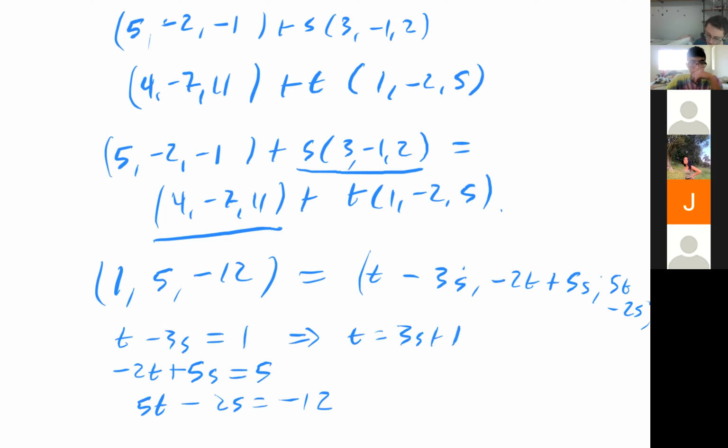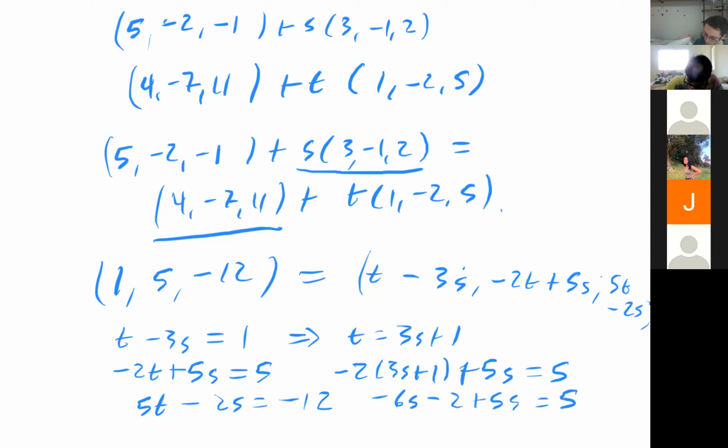If we plug that into the second equation, we get minus 2 times (3s plus 1) plus 5s is equal to 5. And that gives us minus 6s minus 2 plus 5s is equal to 5. And so if we condense these terms, we get minus s is equal to 7. And so s is equal to minus 7, okay? Hopefully this is what other people got as well.